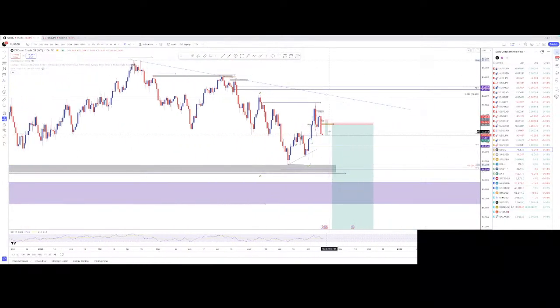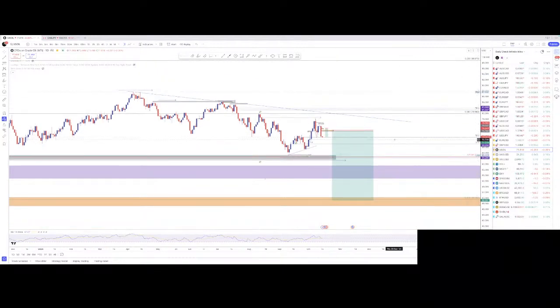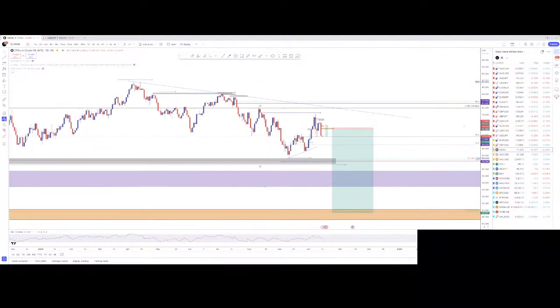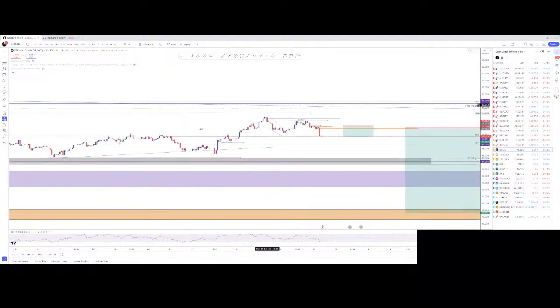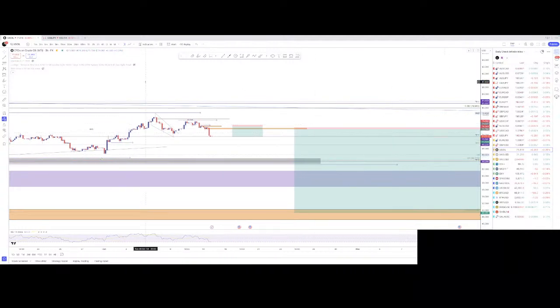So on what is this? Oil, we're waiting for this pullback. So we're gonna set some alerts and just let the market come to us.